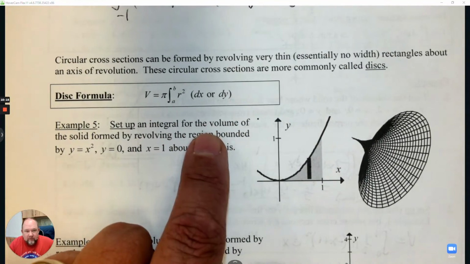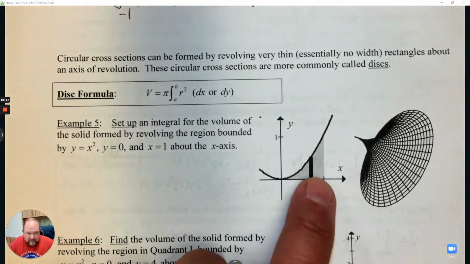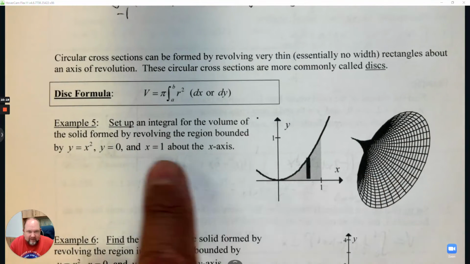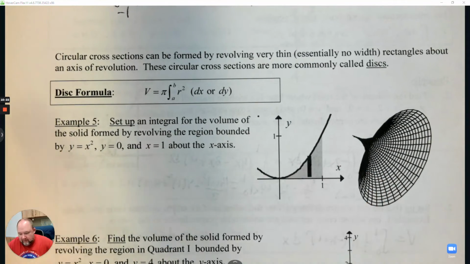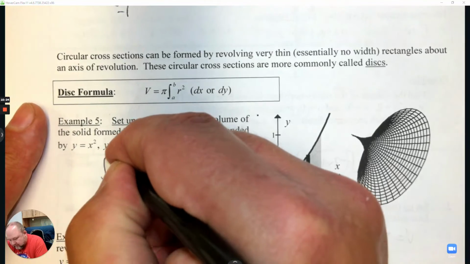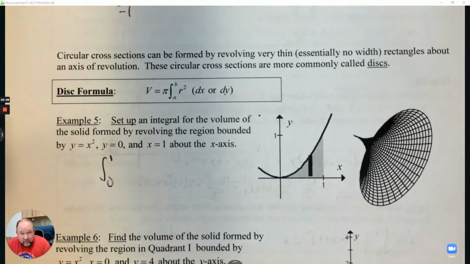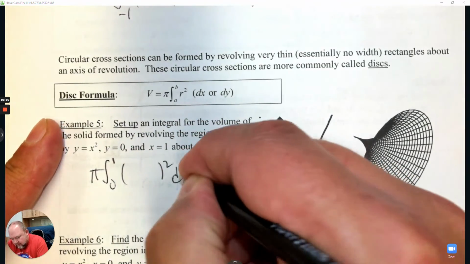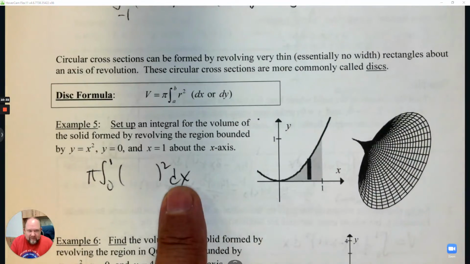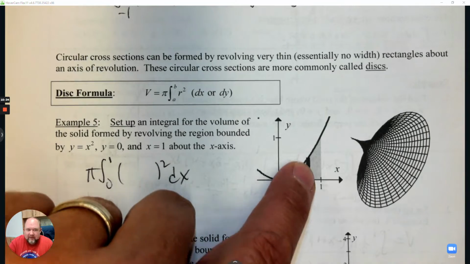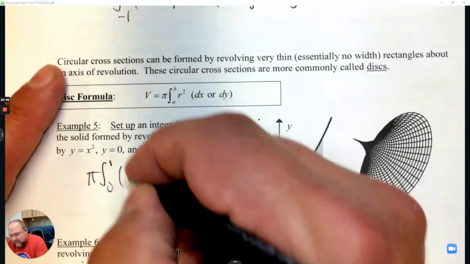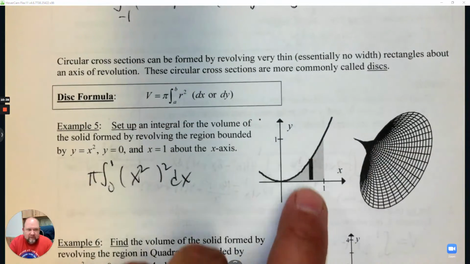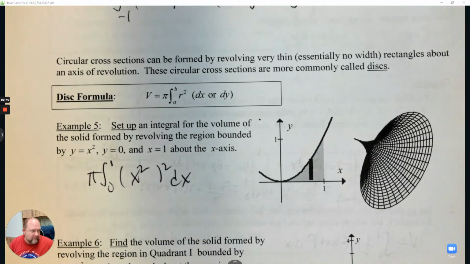So set up an integral for the volume of a solid that you're rotating around the x-axis, from 0 to 1. So that's an integration question. It's a circle because we're revolving, so that's pi r squared perpendicular to the x-axis, and then this represents the radius, top subtract bottom. So that's just x squared subtract 0, and there's your answer.